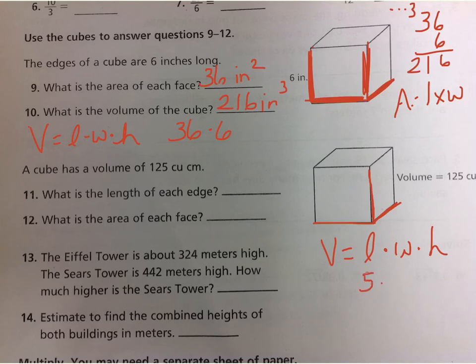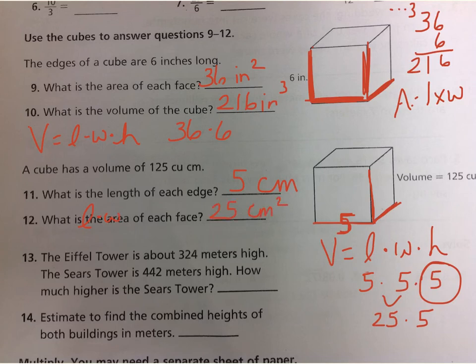I have 5 times 5 times 5. 5 times 5 is 25. And if I think about having 5 quarters, that's $1.25. So the length of each side is 5 centimeters. Now that I know that this is 5 centimeters, my area is easy because I just need to take my length times my width, which is 5 times 5, which gets me 25 centimeters squared.